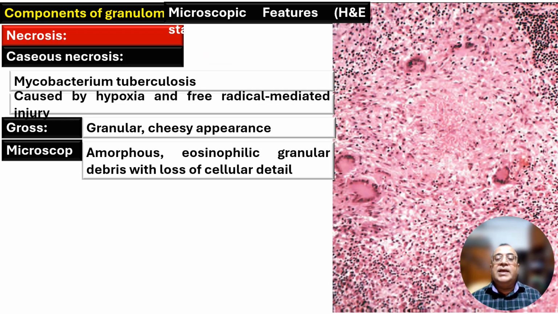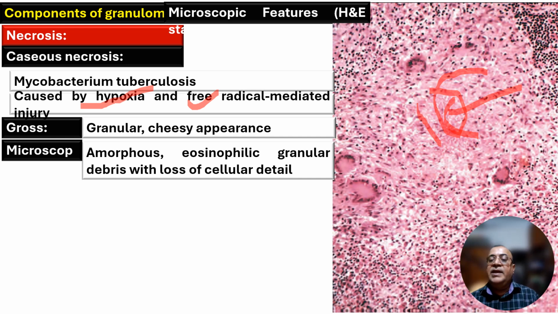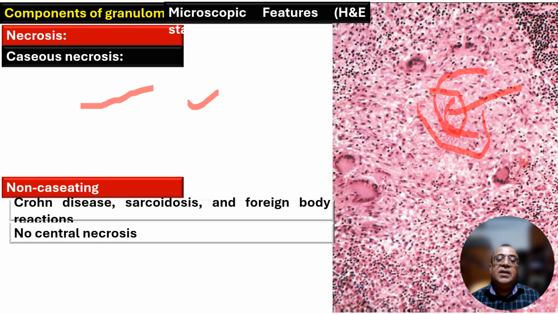So necrosis can be seen. As you can see over here, this is the area of necrosis, and it is seen in infection by Mycobacterium tuberculosis. This necrotic area develops due to hypoxia and free radical mediated tissue injury. Grossly, this appears as granular, white, cheesy material, but here on microscopy, it is amorphous, eosinophilic, granular material with loss of cellular details, like this area.